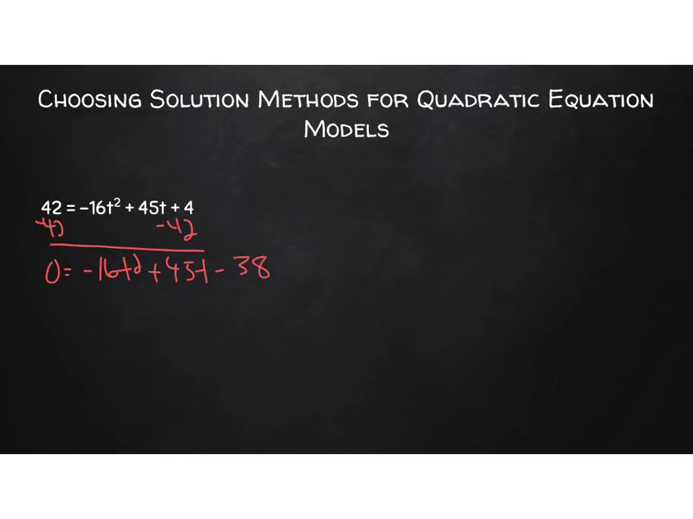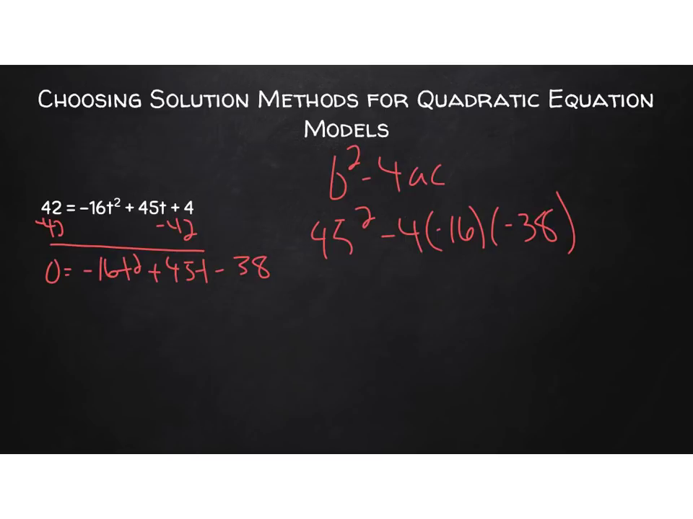Now, initially we can't factor. There is no GCF, so factoring is not going to be easy. And a good thing is we talked about discriminant in the previous lesson. It's a good way to check to see if something actually works, if we'll have some real solutions. So remember, the discriminant is just whatever is under the radical, so it's the b squared minus 4ac. So in this case we get 45 squared minus 4 times a, which is a negative 16, times c, which is negative 38.